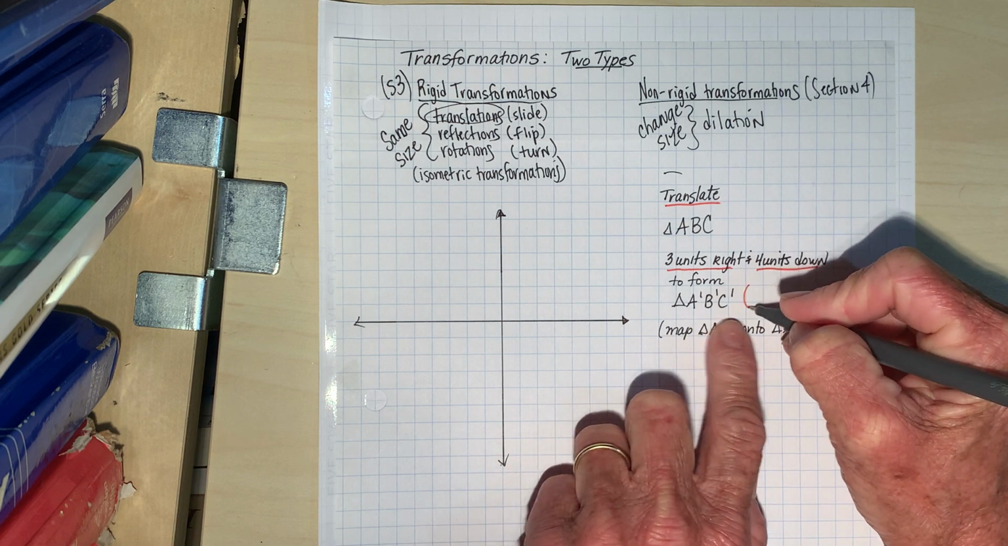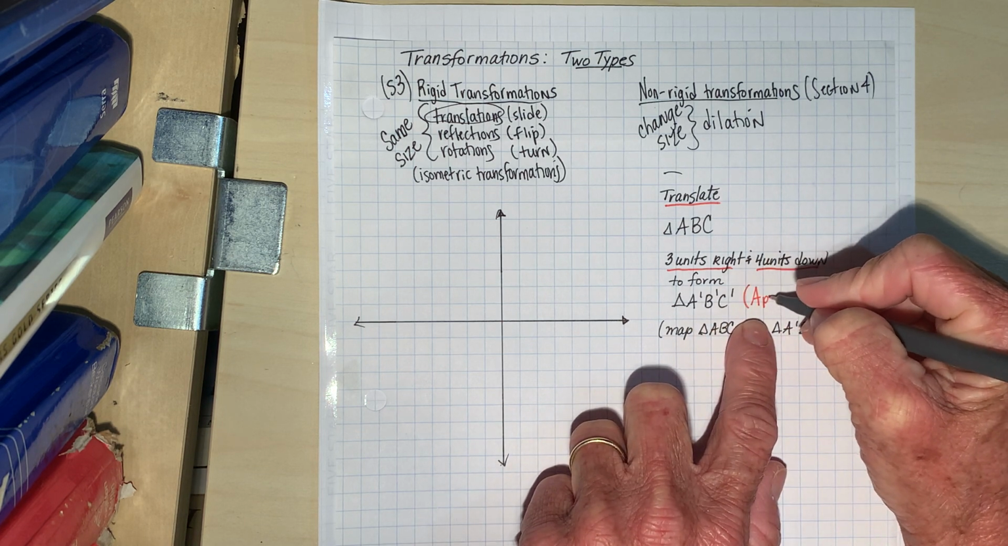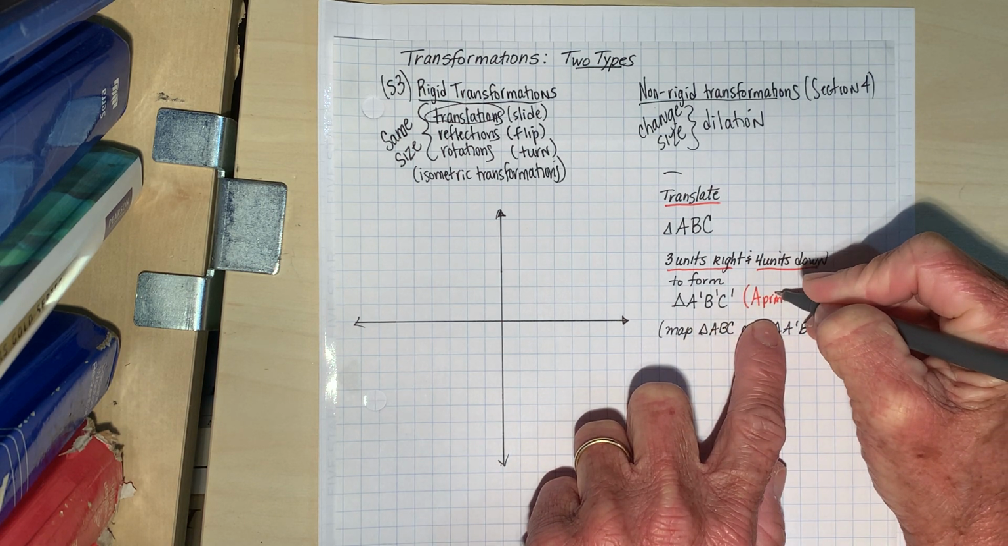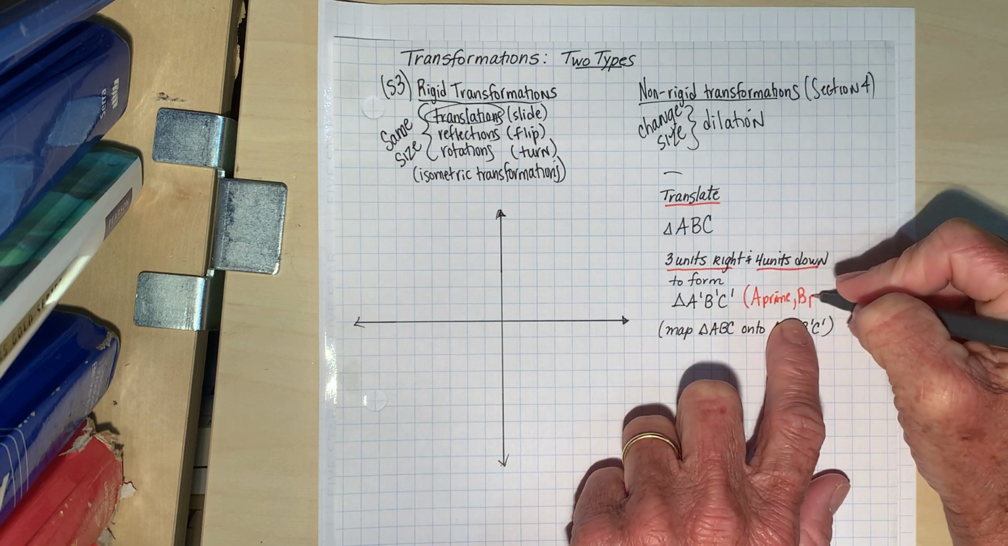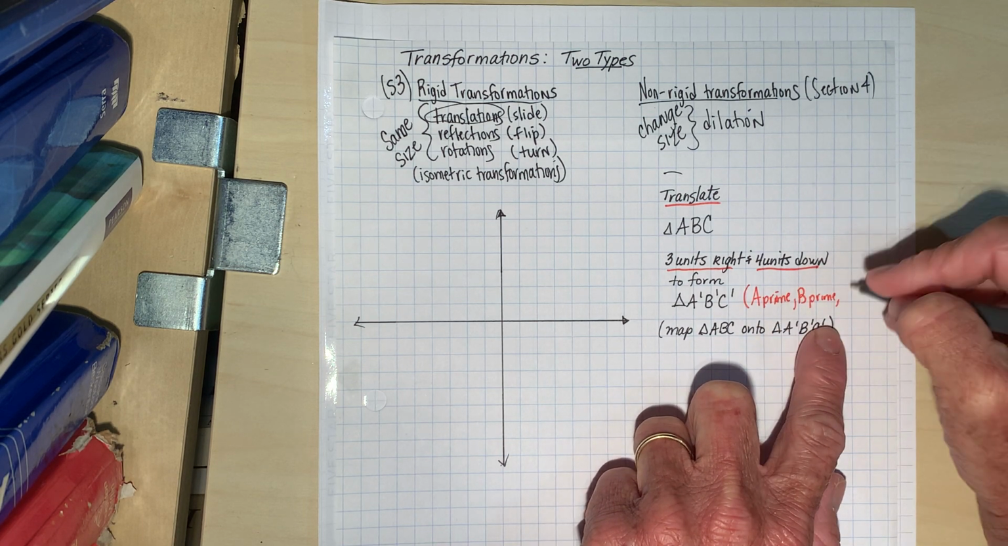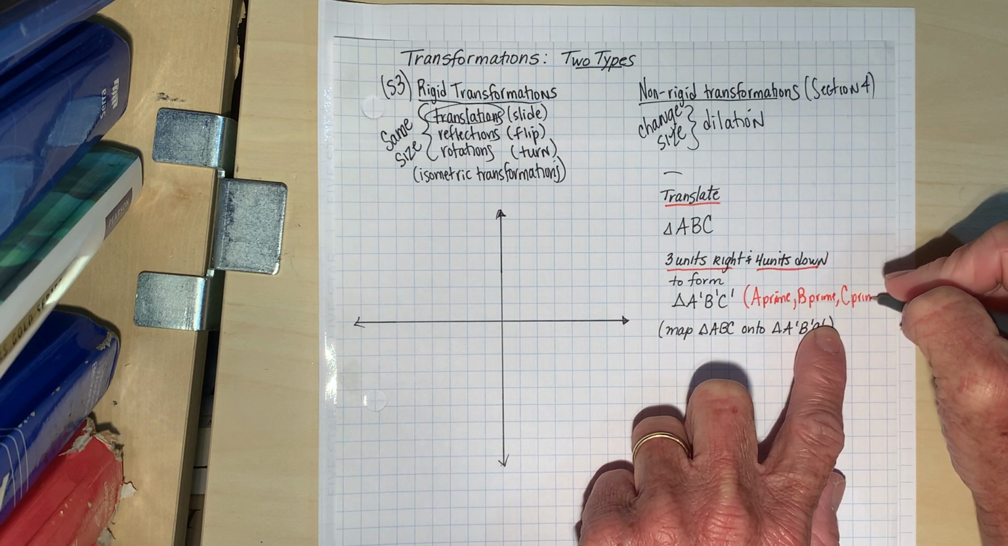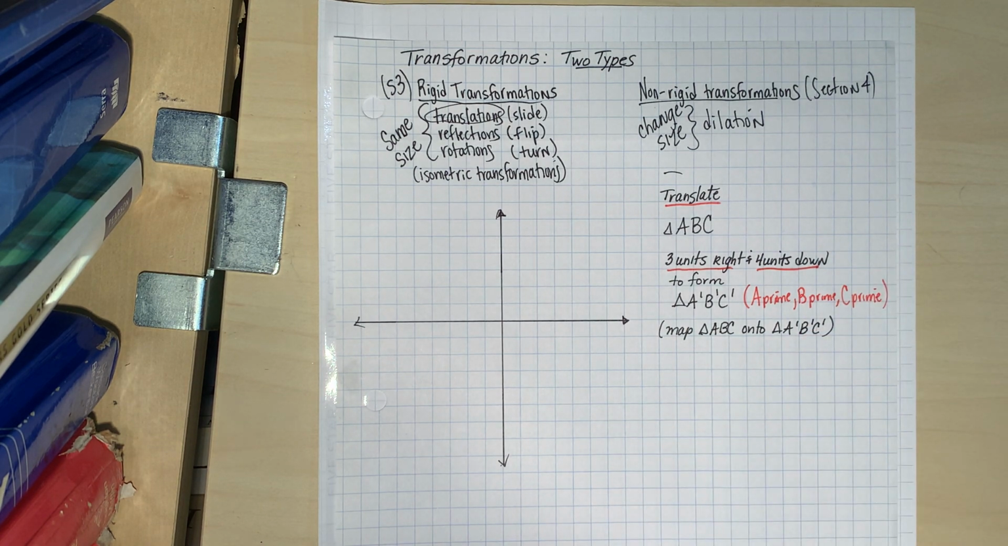Let me write how you read this. You read it as A prime, B prime, C prime. That's literally how we read it.